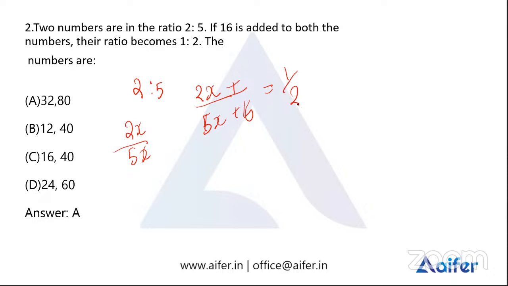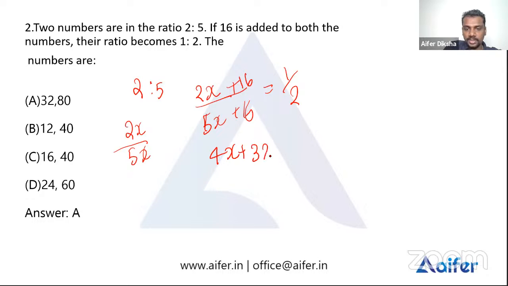First of all, it's given 2 by 5, which we have written as 2x by 5x. Then there is an increase of 16, as per the question, 16 is added to both. So we have (2x + 16)/(5x + 16) = 1/2. Cross multiplying, 2 into 2x, we have 4x plus 2 into 16, 32, equal to 1 into 5x plus 16, which gives us x equal to 16.